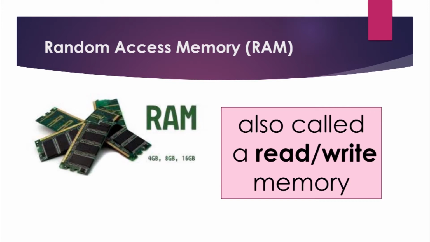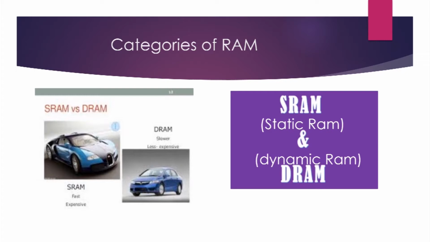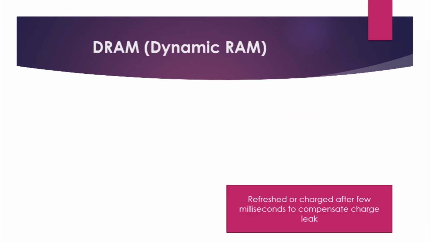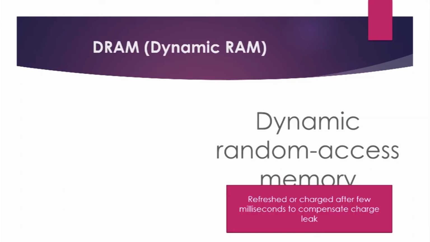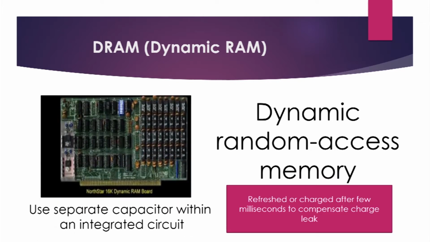Based on the technique used for storing data, RAM is categorized into the following types: DRAM, dynamic RAM, and SRAM, static RAM. Next is DRAM, dynamic RAM. Dynamic random access memory is a type of RAM that stores each bit of data in a separate capacitor within an integrated circuit. The capacitor can be either charged or discharged dynamically. The DRAM storage cell needs to be refreshed or charged after every few milliseconds to compensate for charge leaks from the capacitor.